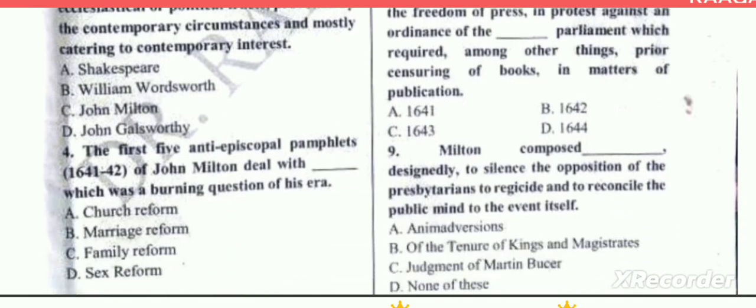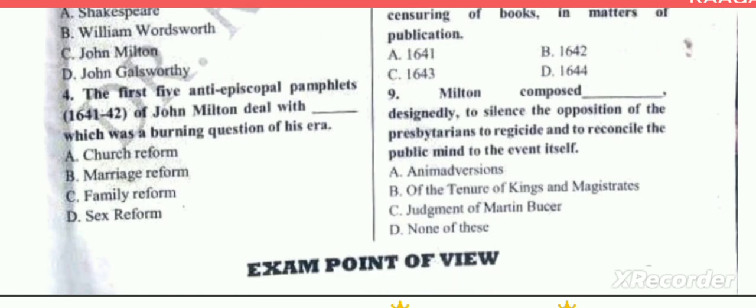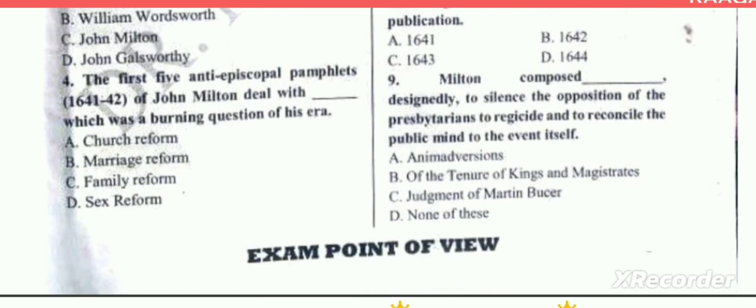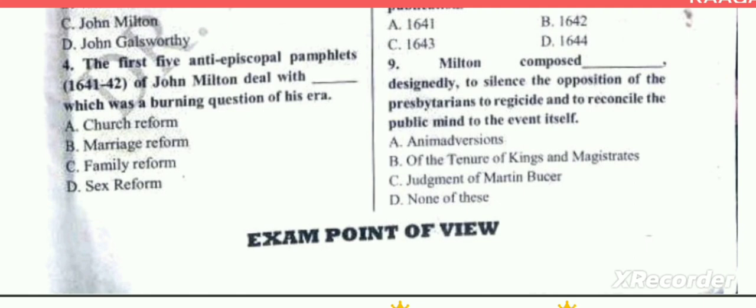So the next question is the fourth. The first 5 anti-episcopal pamphlets of John Milton, from about 1641 to 42, deal with dash, which was a burning question of his era. Church reform, marriage reform, family reform, and sex reform. Four options are there. In this, option A, church reform, is the correct answer.